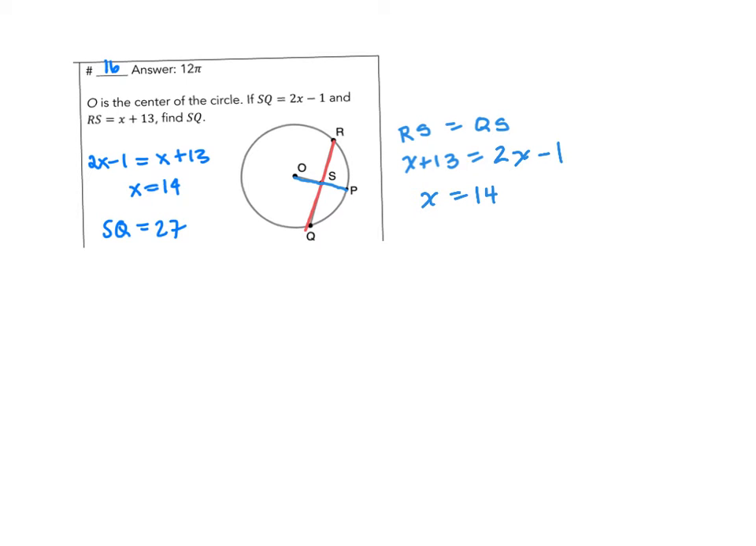But they actually asked you to find SQ. And of course, SQ is equal to 2x minus 1. So if we do 2 times 14 and then subtract 1, we get 27. So that's how he did that problem.